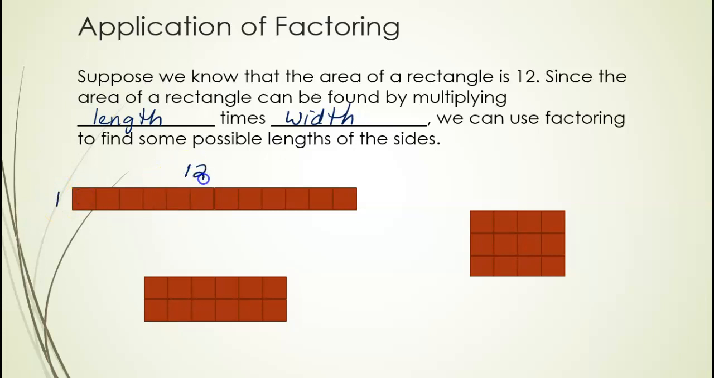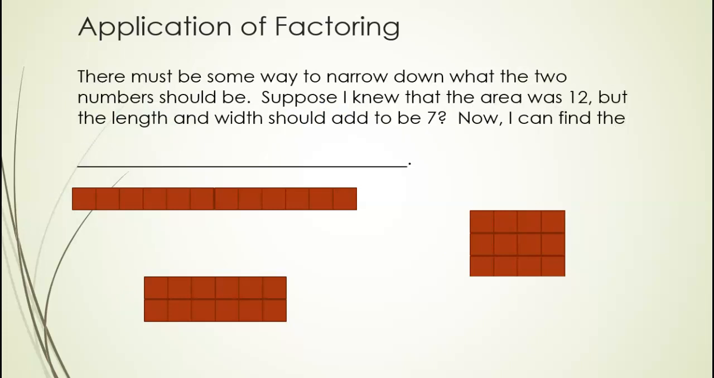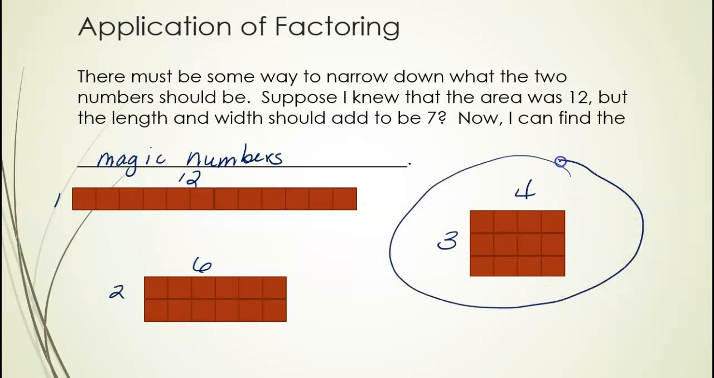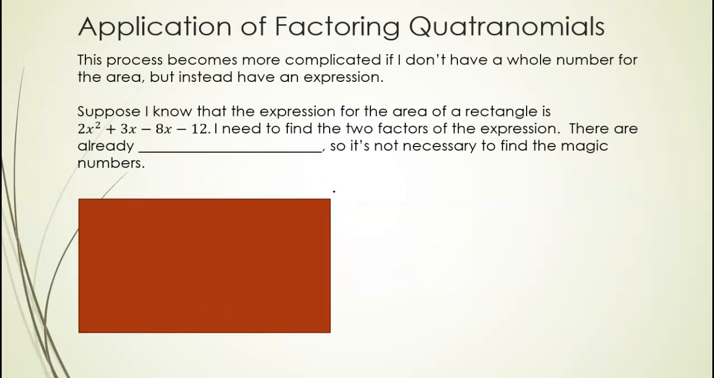Well, we could have 1 times 12, we could have 2 times 6, or we could have 3 times 4. There must be a way to tell which one of these it should be. Suppose I knew that the area was 12, but the length and the width should add to be 7. That's what I'm doing when I'm finding the magic numbers. I know these have an area of 12. In order to narrow down which one it should be, I should be looking at the one that adds to be 7. So my magic numbers here should have been 3 and 4.